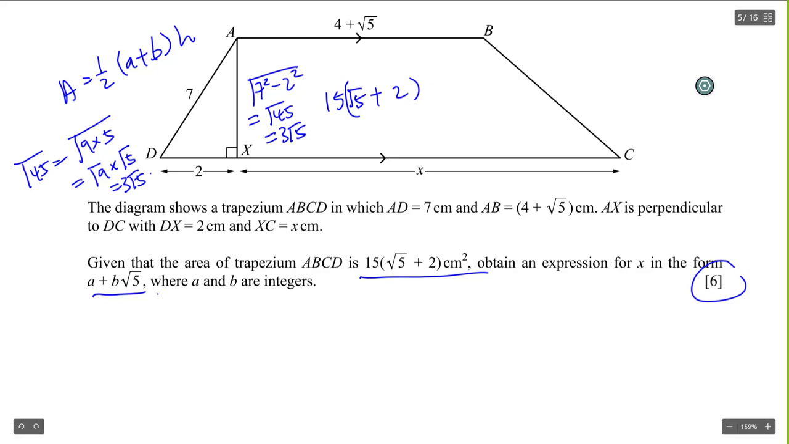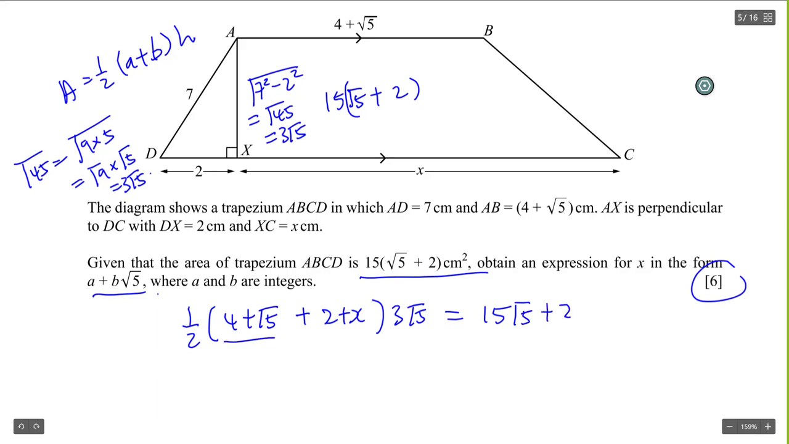So, okay, now we have the height already. Then I will just do half. A is 4 plus surd 5. A plus B, plus B will be the whole thing here, right? 2 plus x, multiply height will be 3 surd 5, equals to 15 surd 5 plus 2.